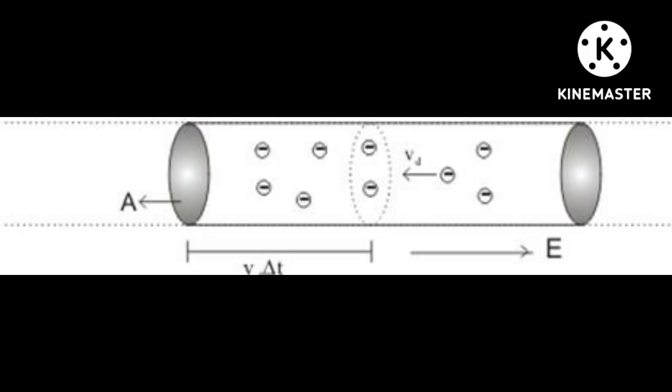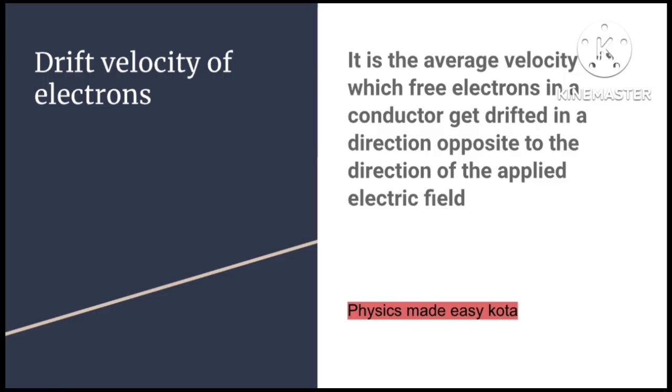In this mechanism, the word drift is very important, as the electrons get drifted. So what is the drift velocity of electrons? It is the average velocity with which free electrons in a conductor get drifted in a direction opposite to the direction of the applied electric field.